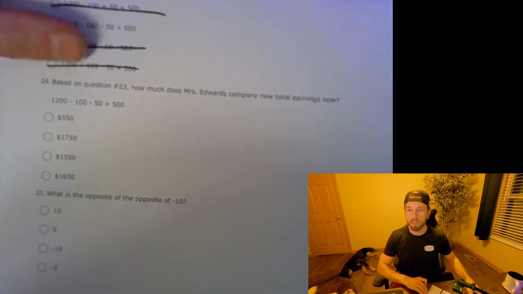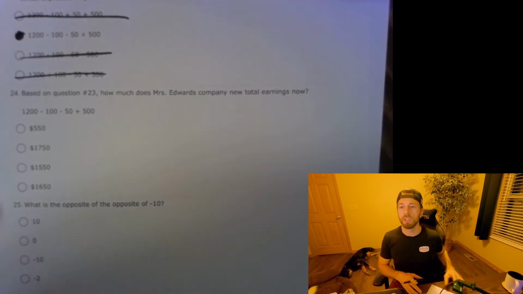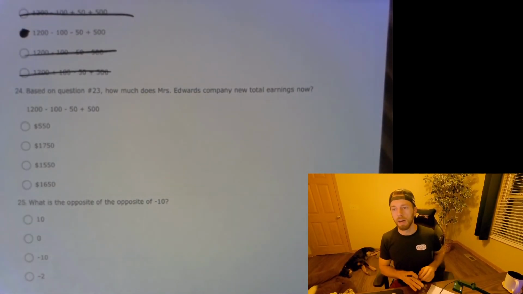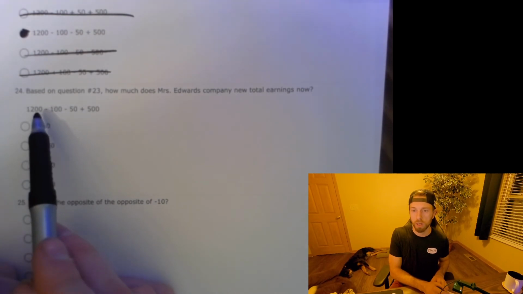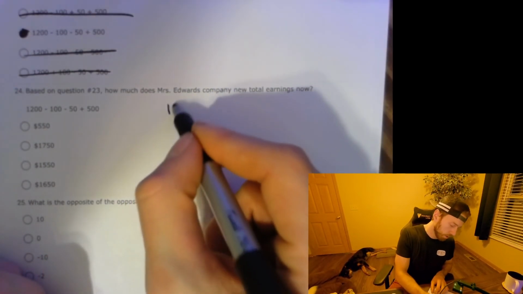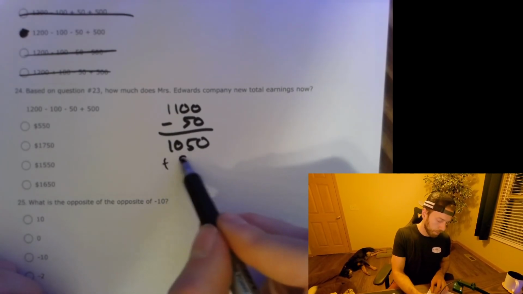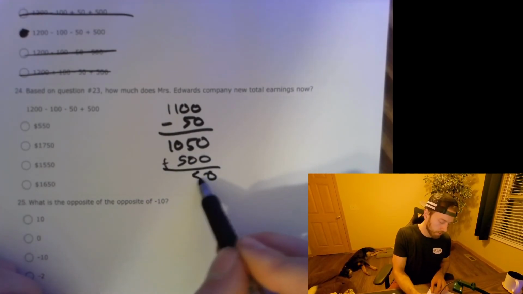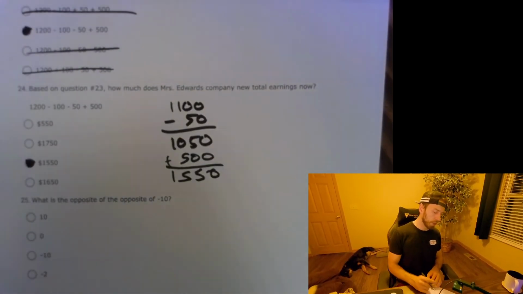Number 24, based on question number 23, how much does Mrs. Edwards' company now have in total earnings? So we basically have to solve this expression. 1,200 minus 100 is 1,100, minus 50. So we do 1,100 minus 50, which will give us 1,050. Plus the last 500 there, 1,550, $1,550.